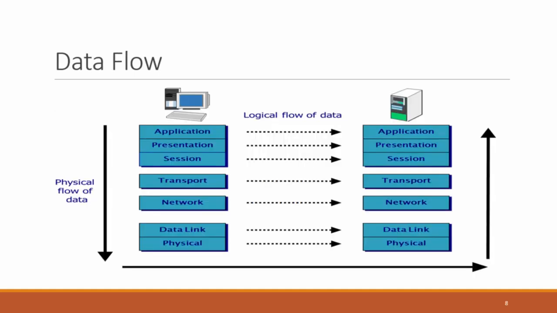In this image, we're looking at how the data flows between machines, and more importantly, between the layers of the network model, both logically and physically. Physically down the stack and then up the stack from the sender to the receiver. At each layer logically, the same function is taking place within the sender and the receiver.